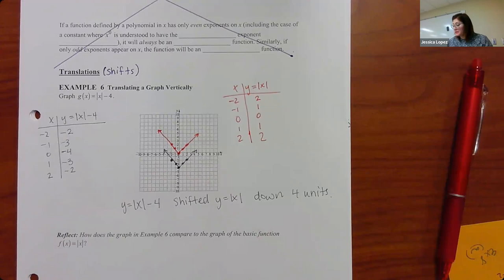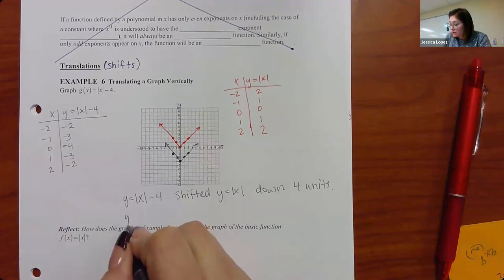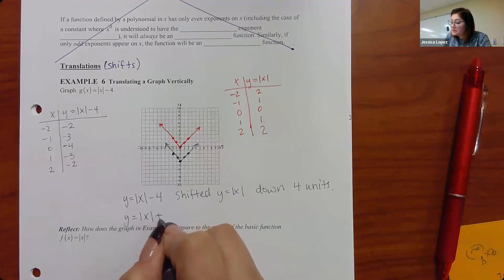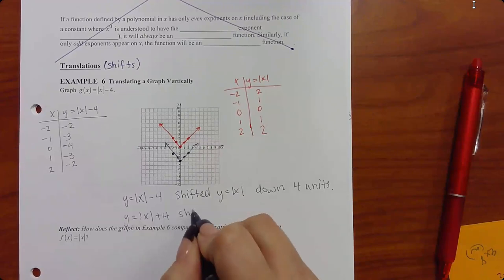I think I still have a little bit of time. Okay, so it's actually answering the reflection down there too. It says, compare them, what's going on, right? All it did was shift it down. So what do you think is going to happen if I were to do plus 4? It was shifted up 4. Exactly.